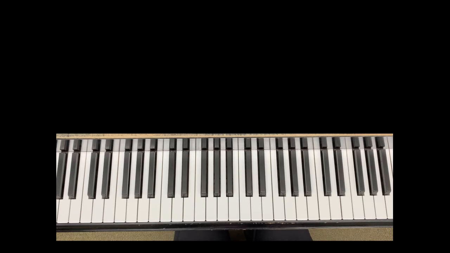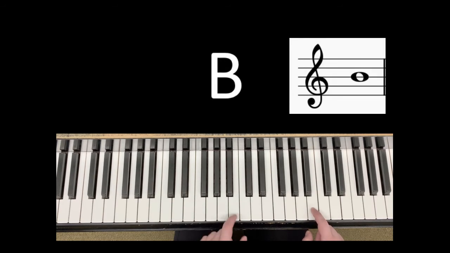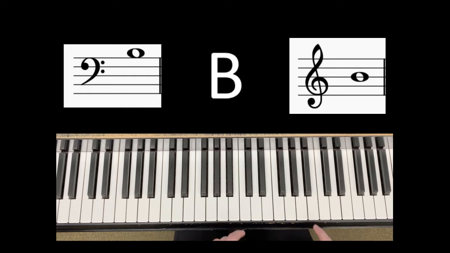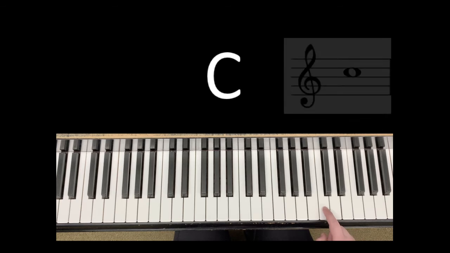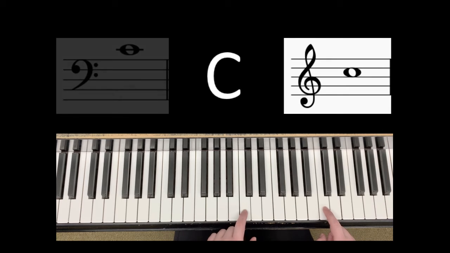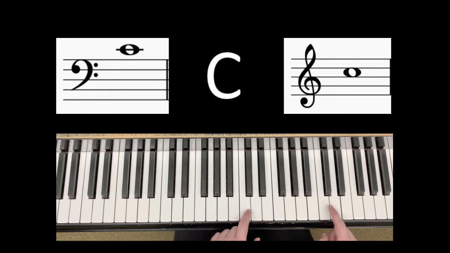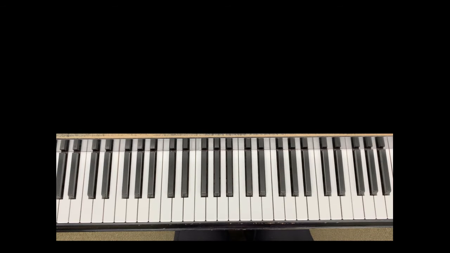Then, above A, we have B. Here is B in the treble clef, and here it is in the bass clef. Then we start over with C. Here is C in the treble clef and in the bass clef. We then repeat D, E, F, and so on all the way up the piano. You'll see that the notes A through G repeat alphabetically, but it just so happens that here we are starting on the letter C instead of A.